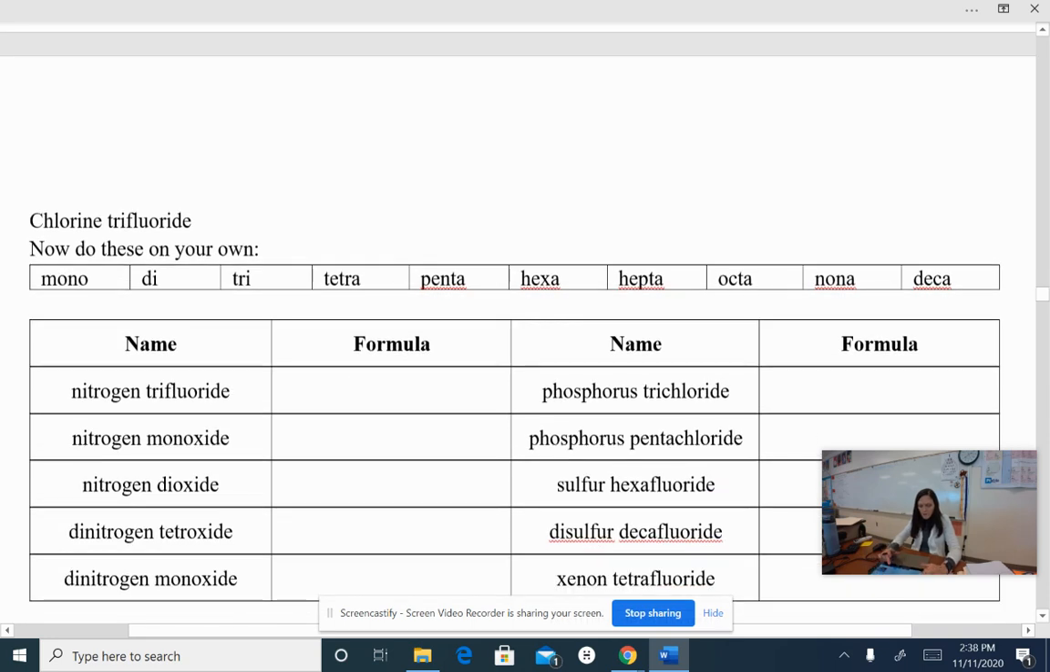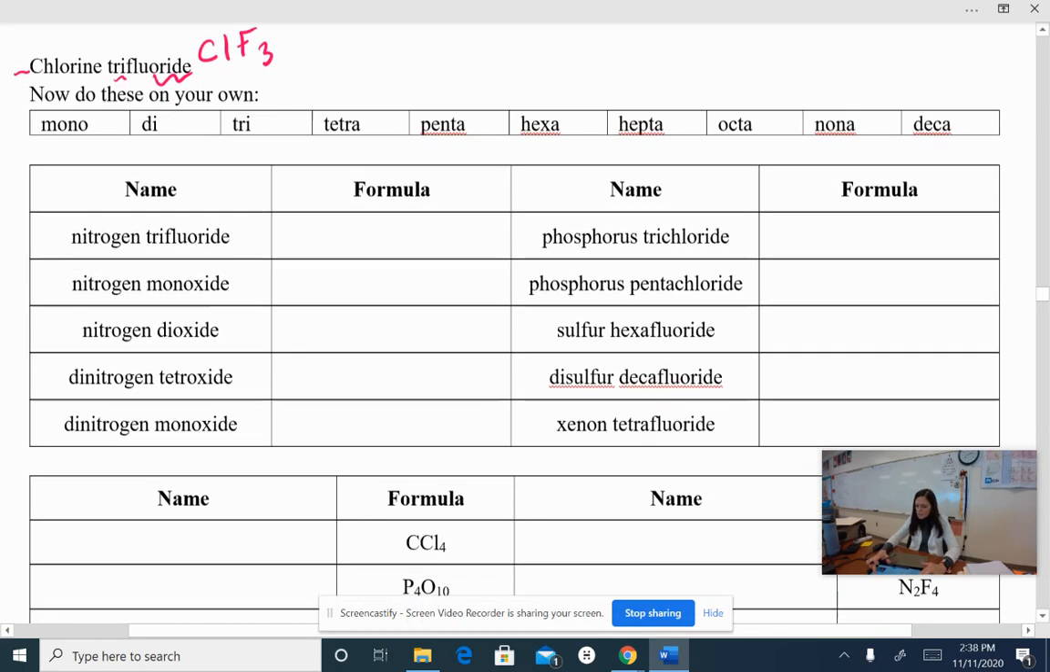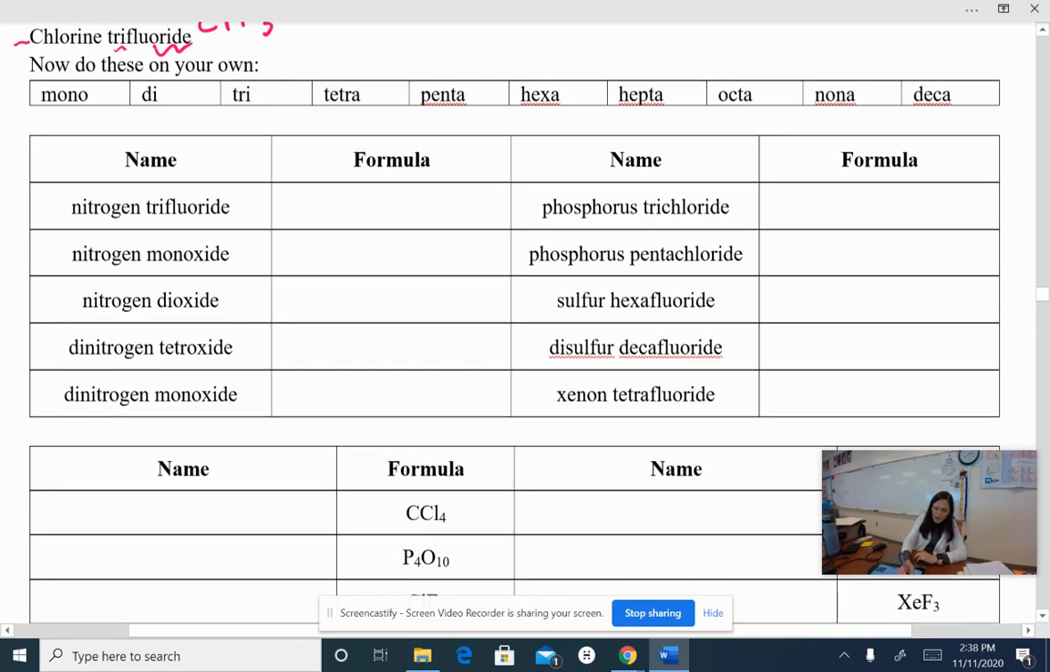Okay, chlorine trifluoride. Chlorine, we don't have any prefix here. And then tri means 3, and fluoride is from fluorine. Okay, how'd you do on those? Okay, I want you to pause the video and try this first section by yourself. Take a minute, fill that out, and then come back and we'll check, okay?